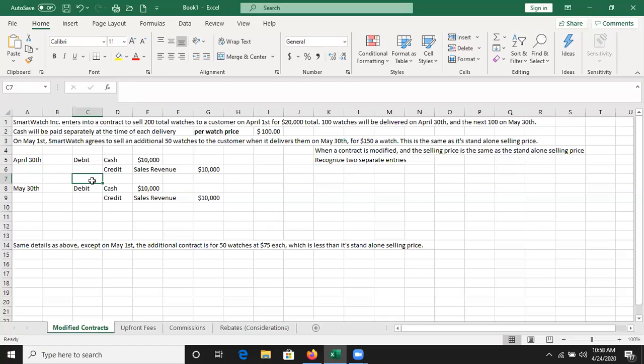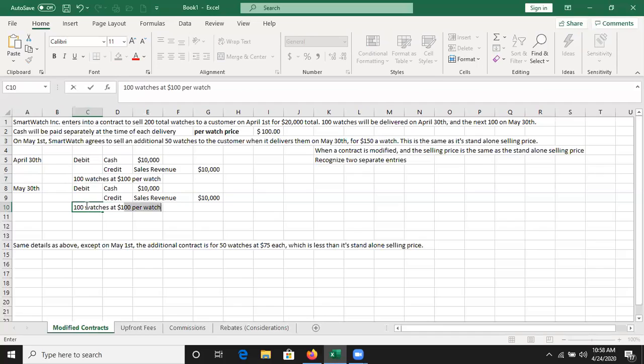We don't do this too often because it's kind of just an automated thing. But usually under journal entries, you put a little note. So this is 100 watches at $100 per watch on April 30th. You would make the same note for what we just did, 100 watches at $100 per watch. Okay, it's kind of showing where did this exact transaction come from? Why is it $10,000?